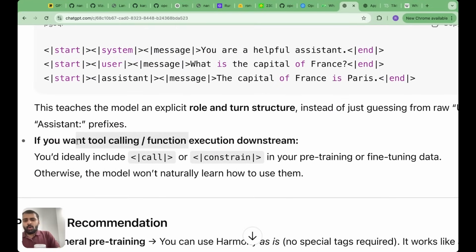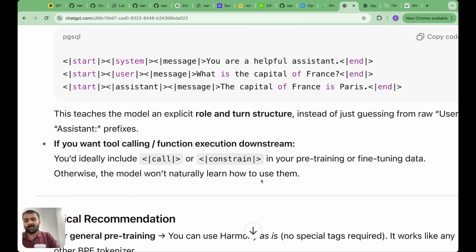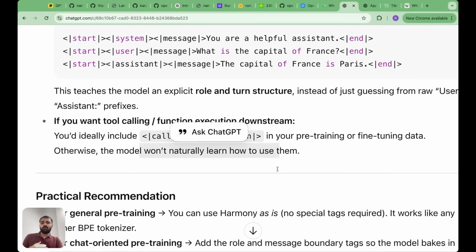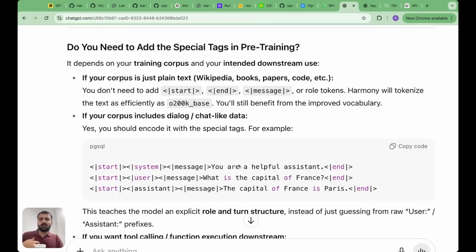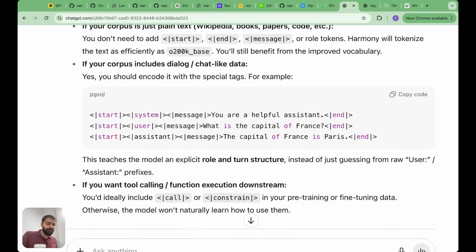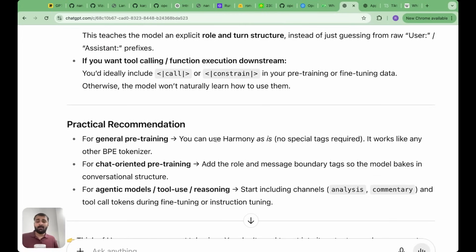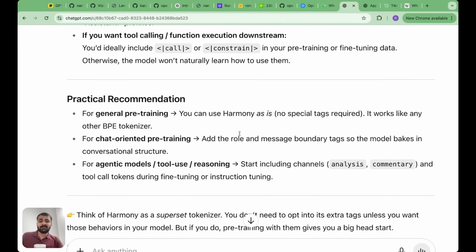If you want to do tool calling or function execution downstream, you can ideally include call or constraint in your pre-training or fine-tuning data, or the model won't learn naturally how to use them. So I think the reason why these things are added is because slowly things are going towards agentic tool usage, right? So it just turns out that maybe the model does better at agentic capabilities when you add these tokens in your pre-training data set as well. Or maybe the model does better at reasoning when you add these.